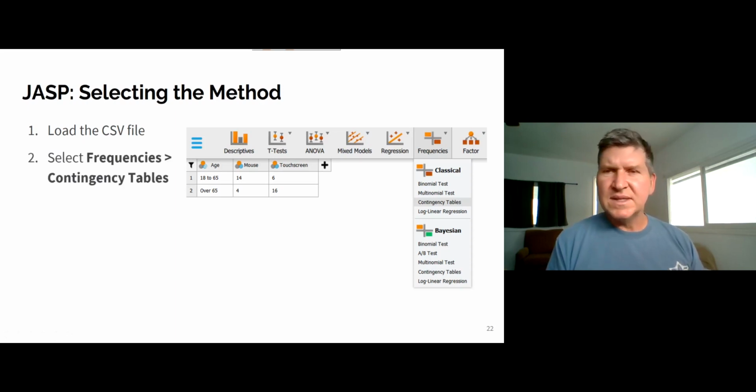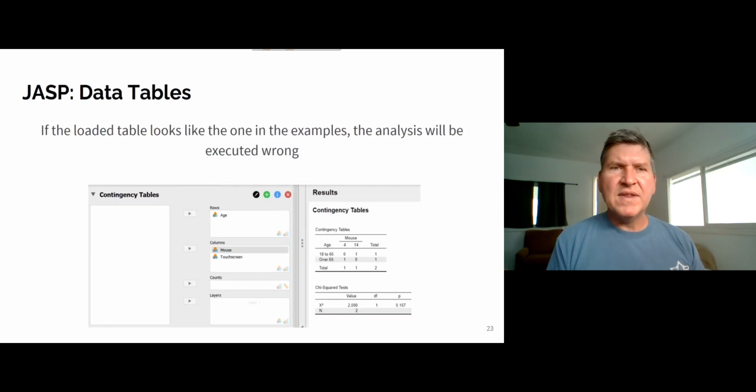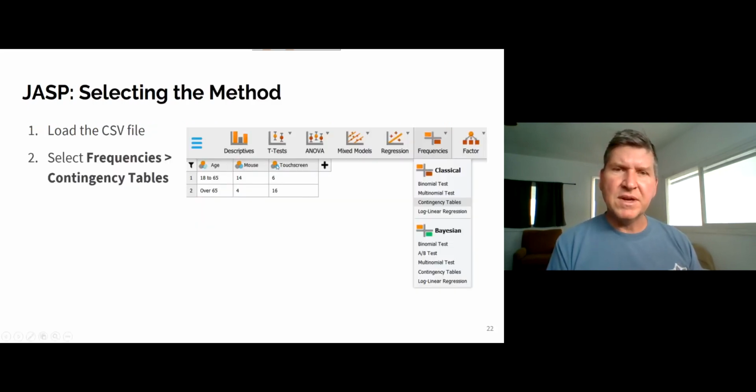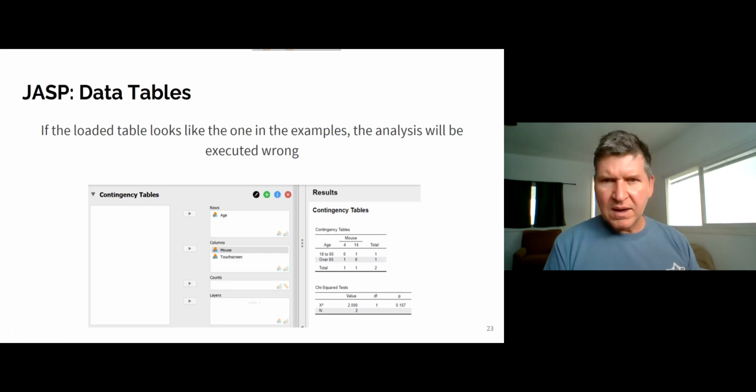Then you go to frequencies, select contingency tables, and if the table looks like the one in the examples, it's really going to cause some issues. So remember, we have mouse and touchscreen as our column headings, and then for age, we have these 2 here, and you can see our values are 14, 4, 6, and 16. Now, if you look over here, when it builds our contingency table, it says mouse 4 and 14. And this is very different than the contingency table we saw before. So we can't use data in this format when we bring it over from Excel or your favorite spreadsheet.